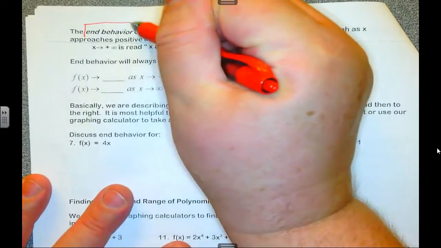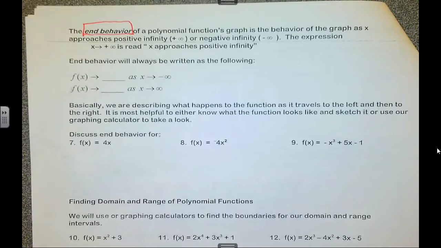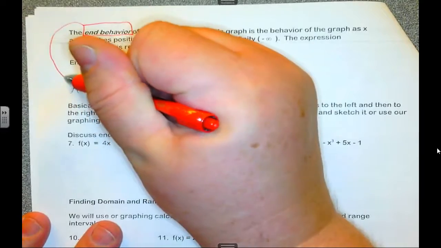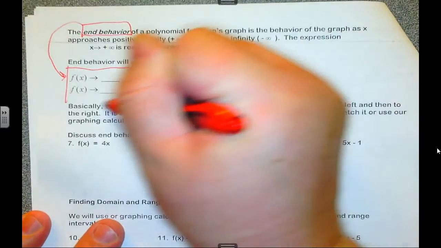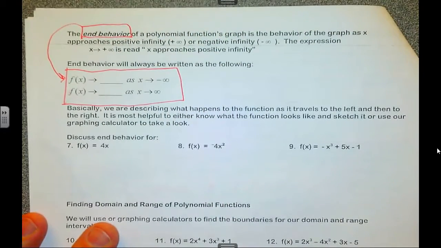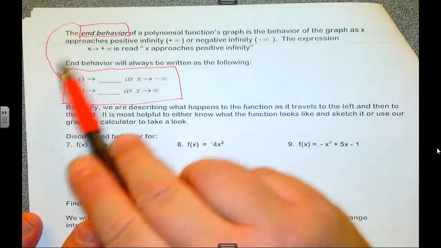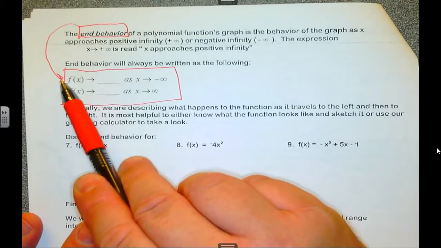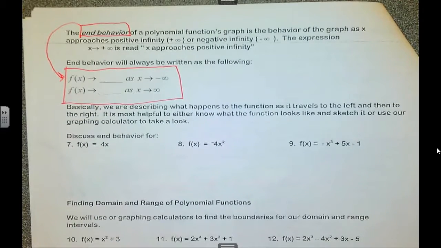When you see end behavior of a polynomial, that means what's the behavior going off the graph? What is it at the end? What's happening? When you see end behavior, use this template. Whenever you see the words end behavior, immediately write this down, because this is the way that you have to write it or present it.